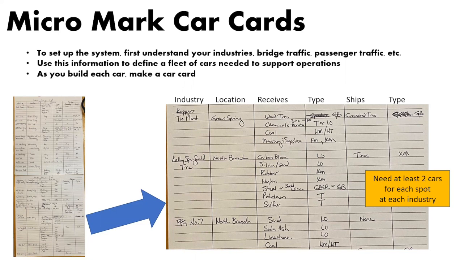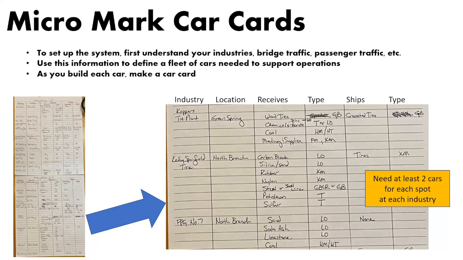Recognize that for every spot on an industry, to really operate your trains, you're going to need to create at least 2 cars. So for carbon black, if there was one spot at Kelly Tire for a carbon black car, one is going to be there getting emptied, and then another one is going to need to come when that empty one is pulled out, and they're going to want more because they're always making tires. So they're going to need a continual feed of carbon black. So keep that in mind. 2 cars for every one.